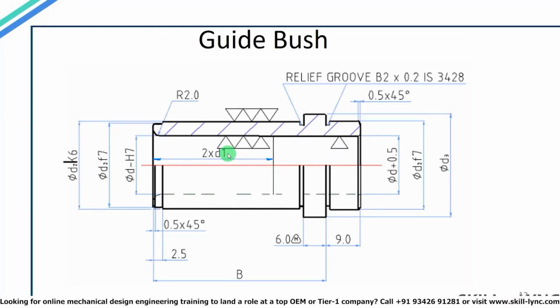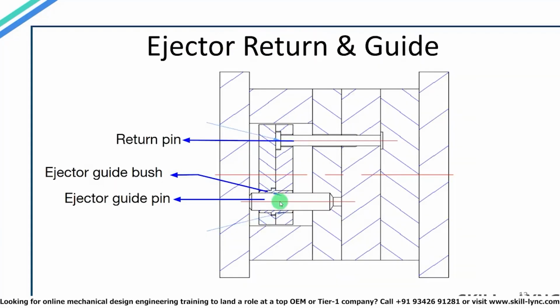Here we can see the diagram of a guide bush. You can see that the inside surface also needs finishing, as the guide pillar will be sliding through it. The bottom part which you see here is the ejector guide pin. Its purpose is to align the entire ejector system with the core plate, and the ejector guide is surrounded by the ejector guide bush. The component on top is the return pin.